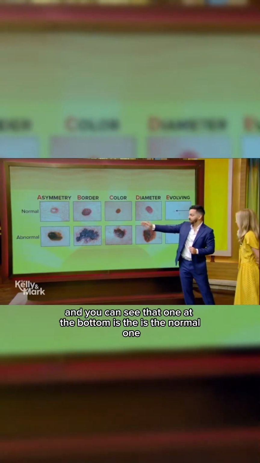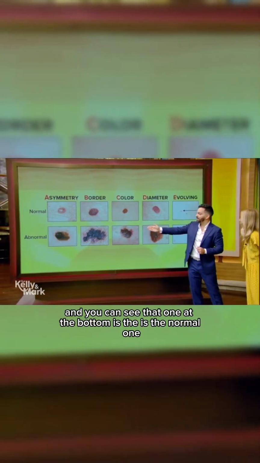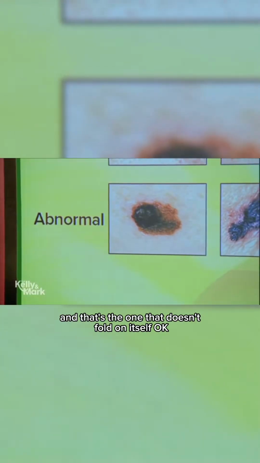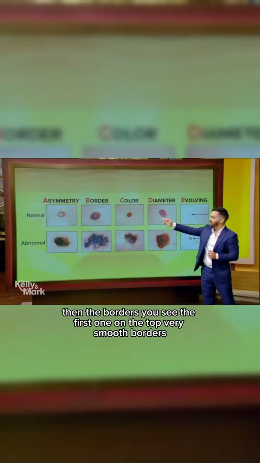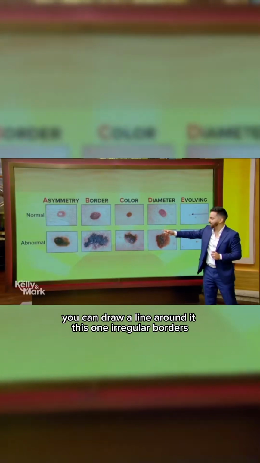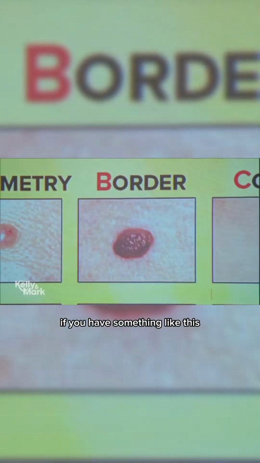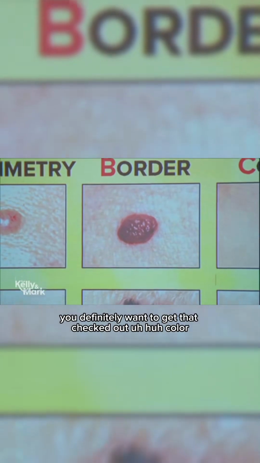And you can see that one at the bottom is the melanoma one, and that's the one that doesn't fold on itself. Then the borders, you see the first one on the top, very smooth borders. You can draw a line around it. This one, irregular borders. If you have something like this, you definitely want to get that checked out.